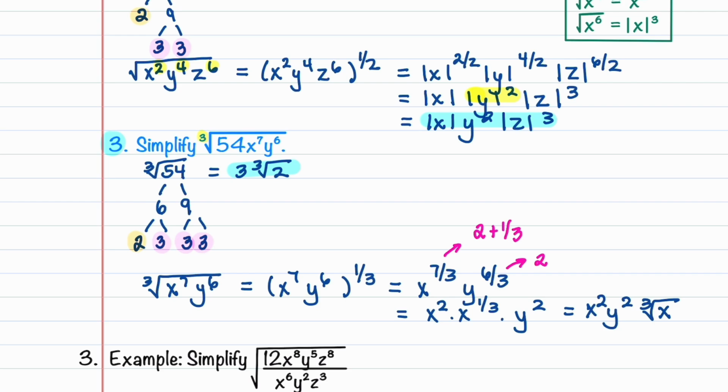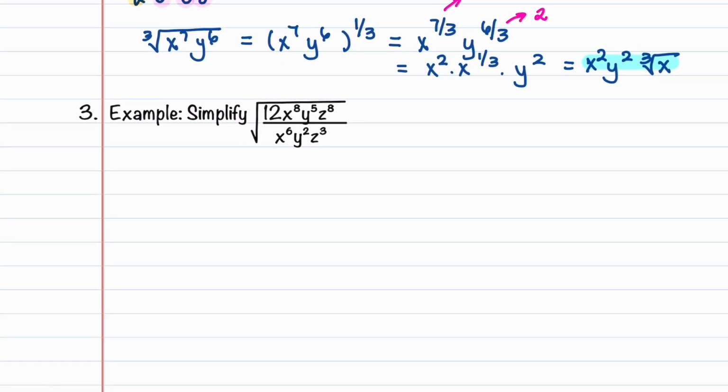Now we can combine our two answers. And this is equal to 3x squared, y squared. And then we have what's inside our cube root, and that's equal to 2x. That's our final answer.